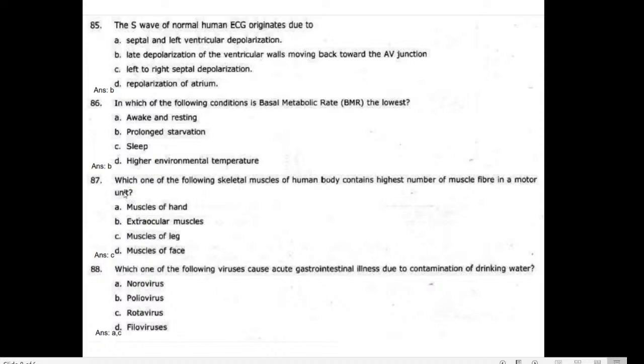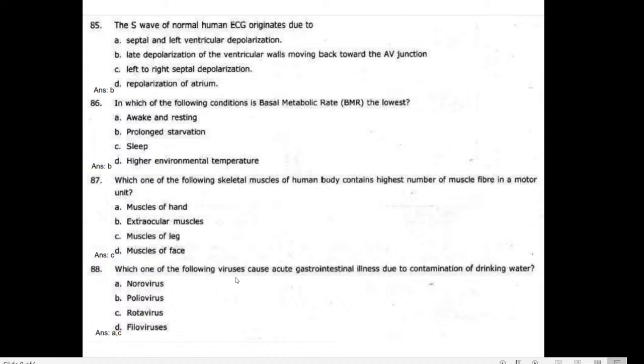So the next question is: which one of the following skeletal muscles of the human body contains the highest number of muscle fibers in a motor unit? The answer is the muscles of the legs. They contain the highest number of muscle fibers among the skeletal muscles.